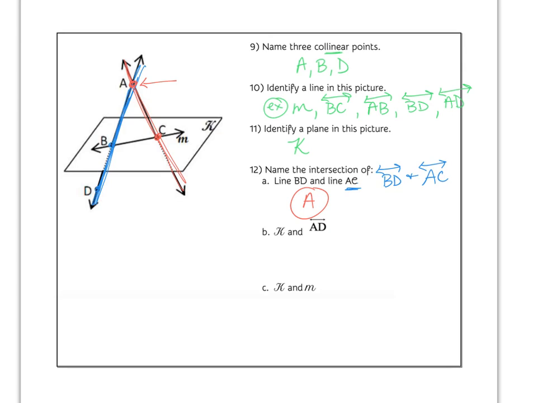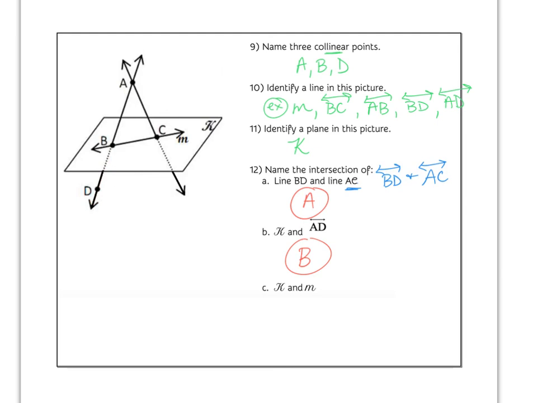Next, let's try number 12B. So what is the intersection of K and AD? All right, well, K is the flat surface. It's the plane. So where does line AD hit it? Well, it comes down, and then right here at B, do you see how it switches to a dotted line right there? It goes dotted and then comes out the bottom. So that line AD hits the flat surface or the plane at point B.